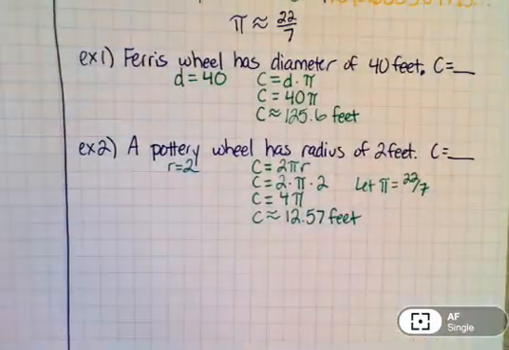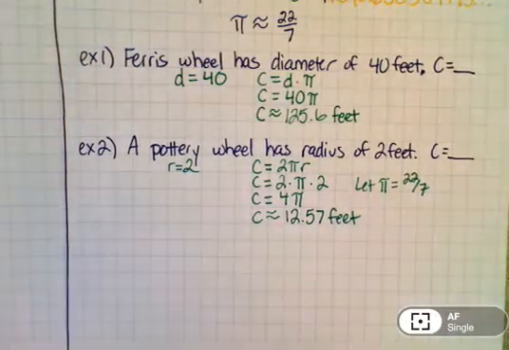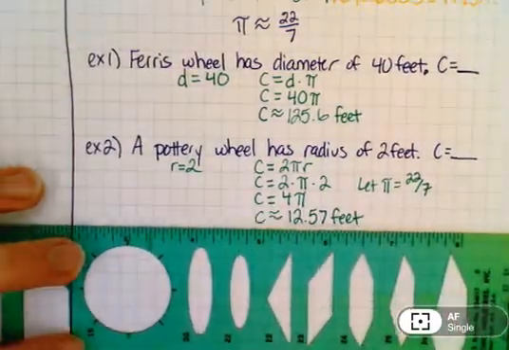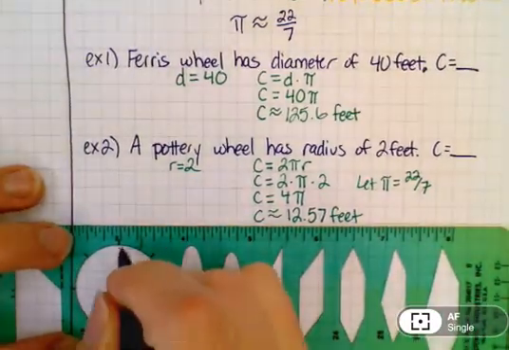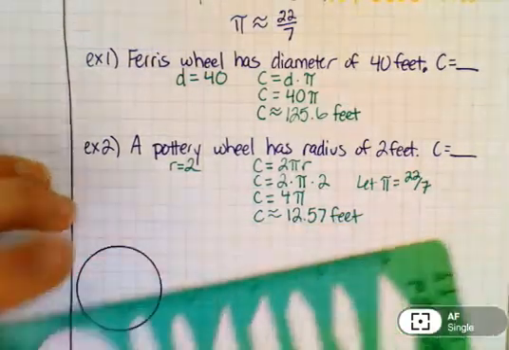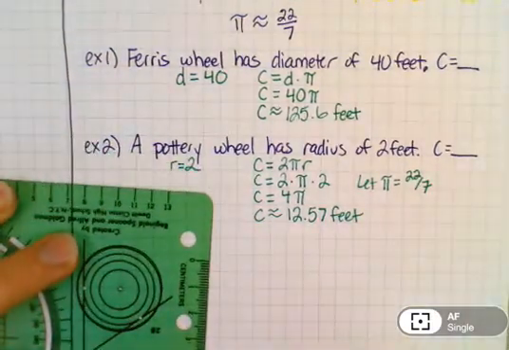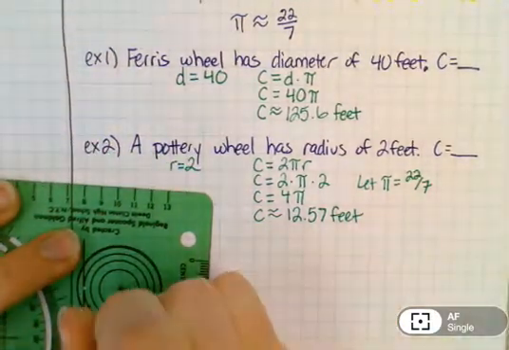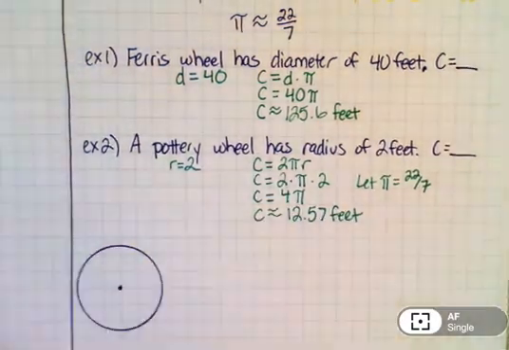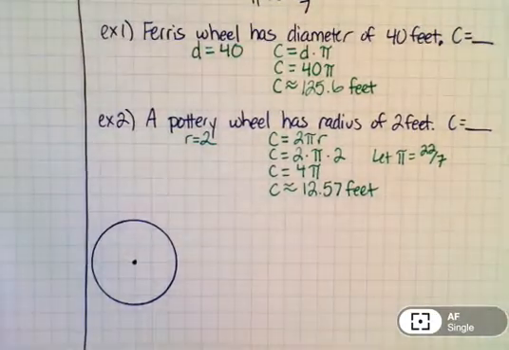What we're going to talk about next is arc length. So please draw a circle. Do the best that you can to draw a nice circle. If you don't have a stencil, just do the best that you can. And for this circle, we do need to locate the center. So do your best to locate the center of that circle. There we go. And we're going to draw in an arc.